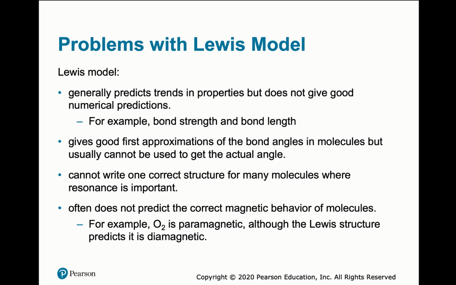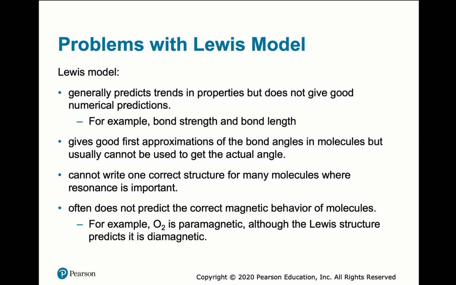And it gives good approximations for bond angles, but doesn't use the actual angle. And you can't really write the correct structure where resonance is important. So resonance only works in certain circumstances. You can learn more about this in organic chemistry in higher classes. I don't want to go into it too much now, but just because a resonance structure can be there doesn't mean that it works or it is there.